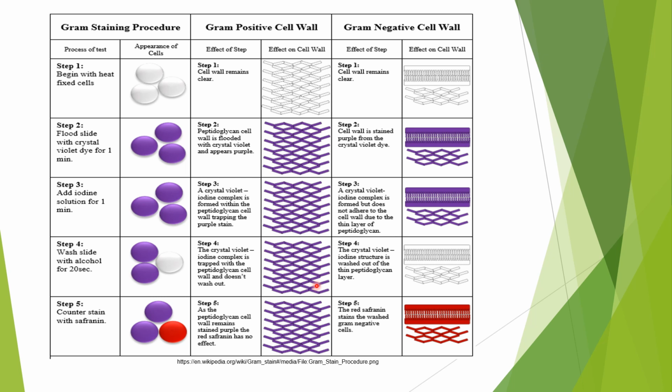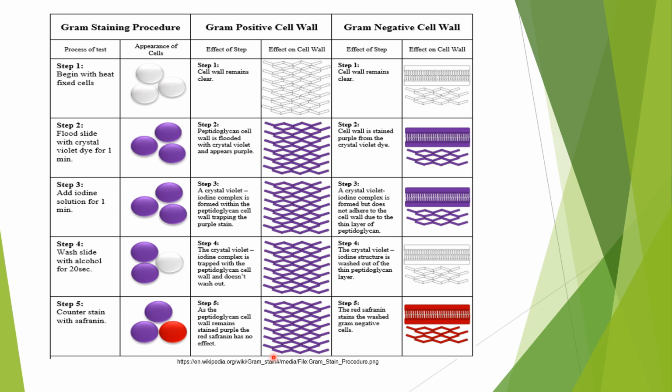But it's really important that you don't keep the decolorizer on your slide longer than intended. You're supposed to only keep it for 20 seconds. Let's say you placed it on your slide for 2 full minutes. Guess what? Even the thick layer that has the crystal violet is also going to be decolorized. So that's why it's extremely important that you don't keep the decolorizer on for such a long time.